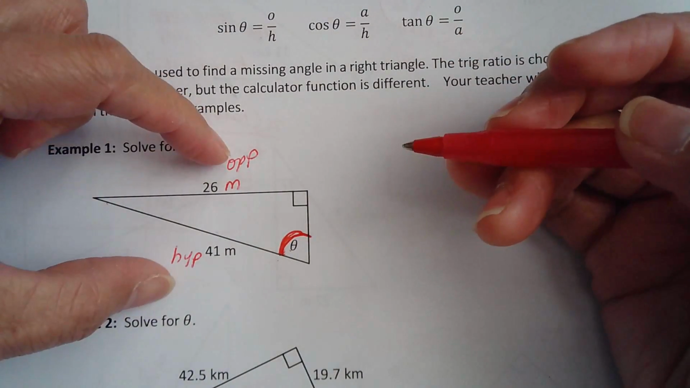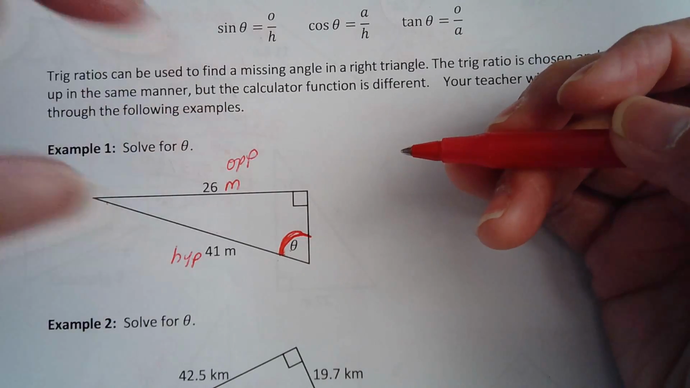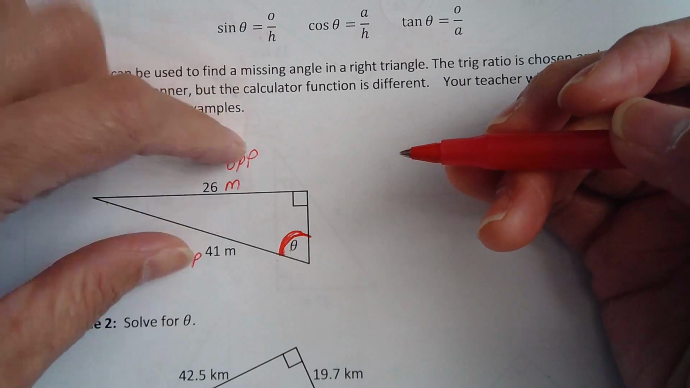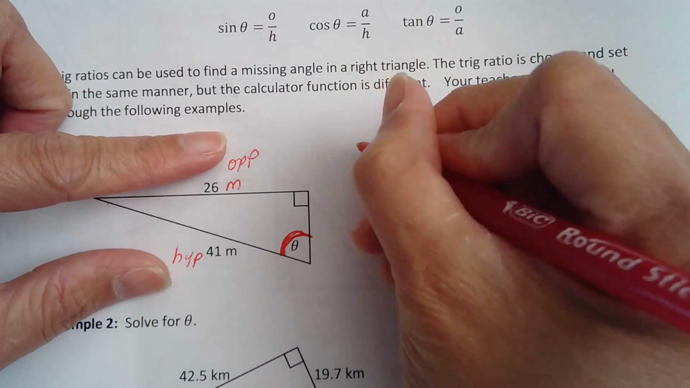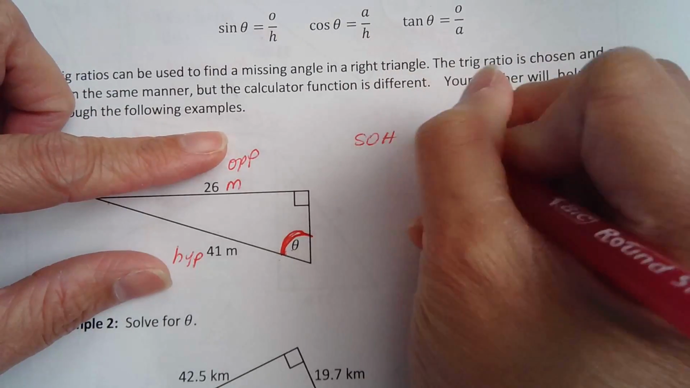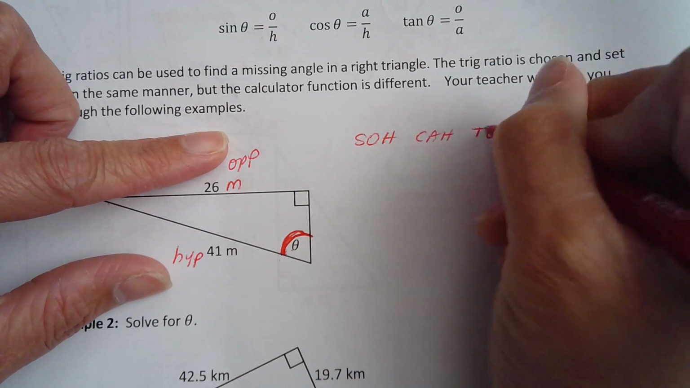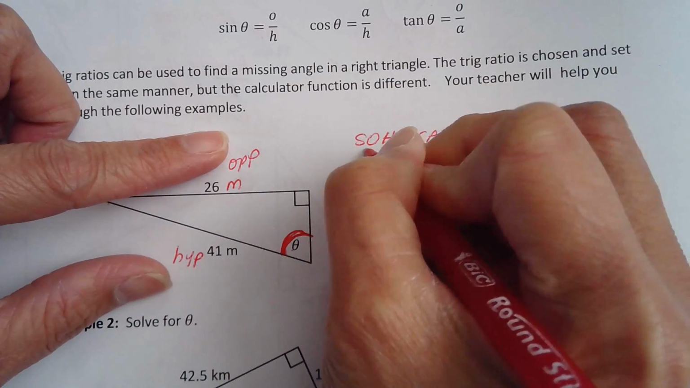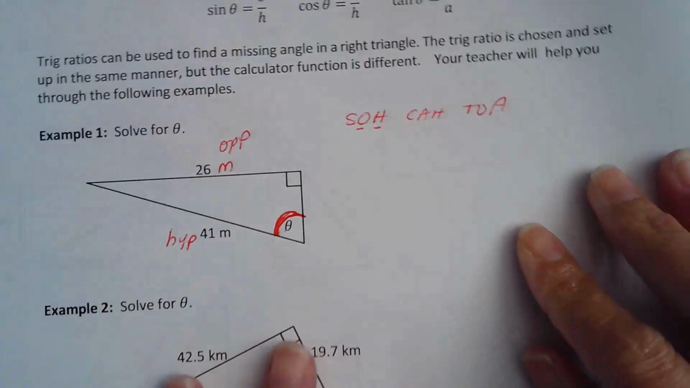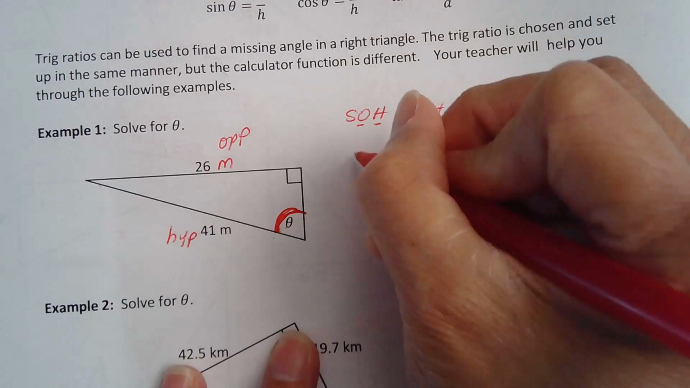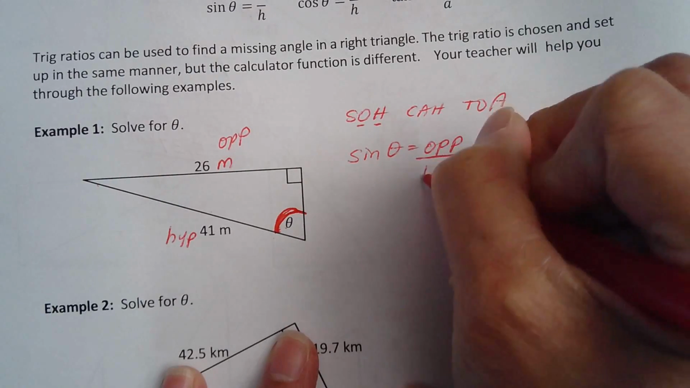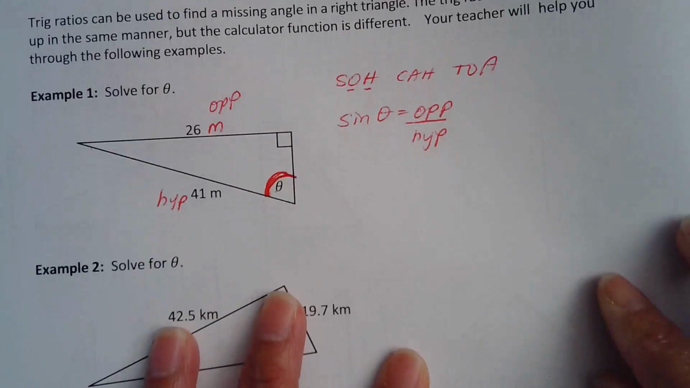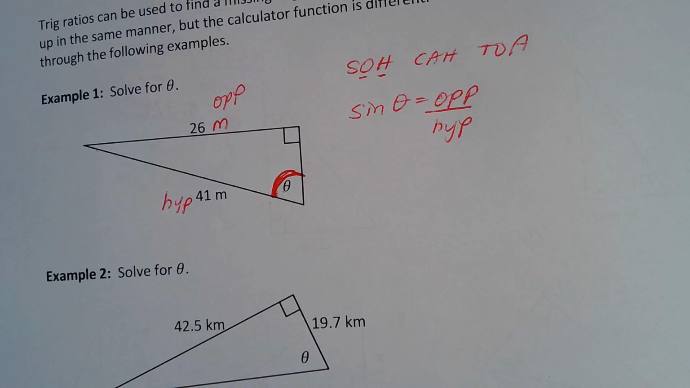Now the next step is, which trig ratio will give you hypotenuse and opposite? Sine. Yeah, sine. SOHCAHTOA. So sine is opposite and hypotenuse. Write it down. So sine theta equals opposite over hypotenuse. Okay, so that's how you proceed.